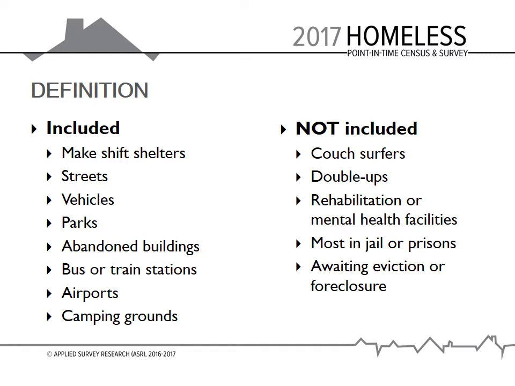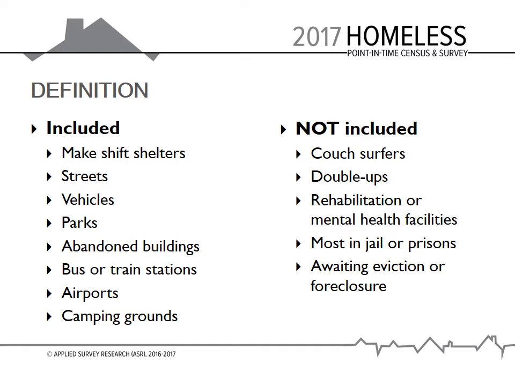So some of the shelter accommodations that are included in the homeless definition would be makeshift shelters, people living on the streets, people living in vehicles, people living in parks or abandoned buildings, people staying on buses, in bus or train stations, people living in airports, or people staying at camping grounds without paying for a permit. Some areas that are not included, and this is where I want to remind you of the somewhat limited definition so that you understand what you're looking for on the day of the counts.